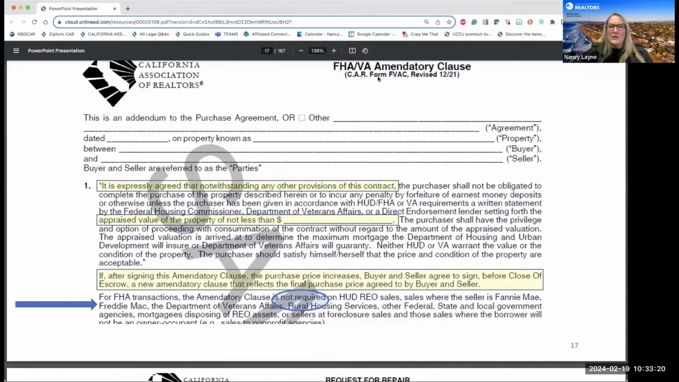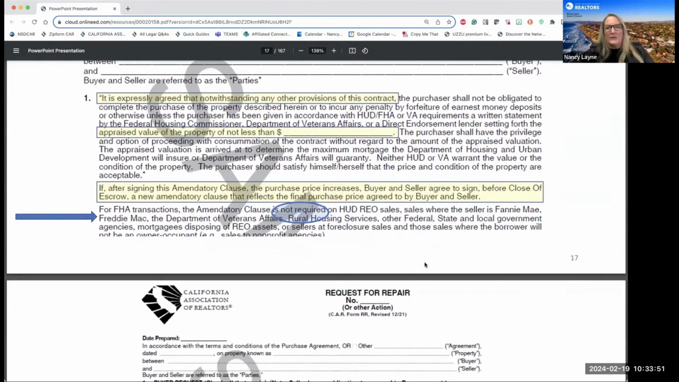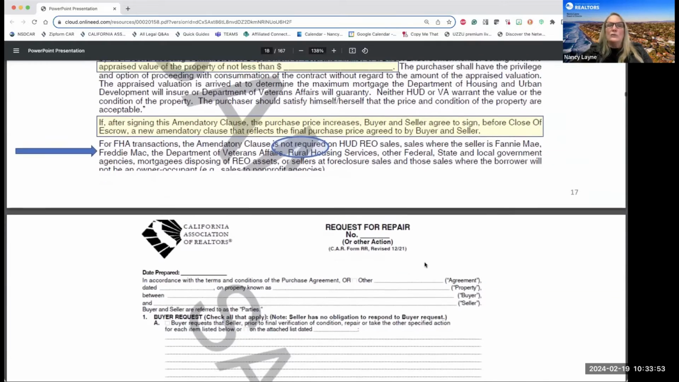And if you have an FHA VA loan, another reason that you want to make sure that you read through the contract and go over this with your client is because it is clarified within this form what those rights are. And if, again, it says, after signing this amendatory clause, the price increases, the buyer and seller agree to sign before the close of escrow a new amendatory clause that reflects the final purchase price agreed to by the buyer and the seller. So again, those numbers still have to line up, regardless of what you've agreed to. If they've said we'll make up the difference or whatever, they still have the legal right to change that as well.